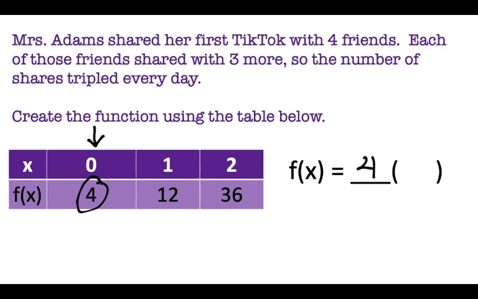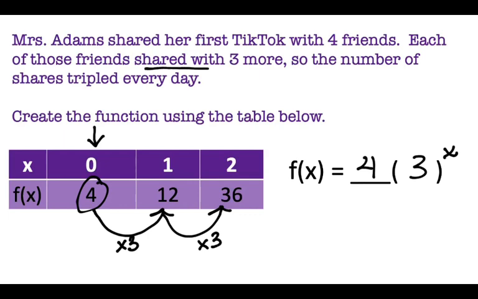And then how does 4 get to 12? Well, that's times 3. And how did 12 get to 36? Well, that's times 3. So that means this must be a 3 to the x power. And that makes sense because it says shared with 3 more people. So every person shared with 3 more people, which means my number is going to triple every time because I'm getting 3 shares for every person.